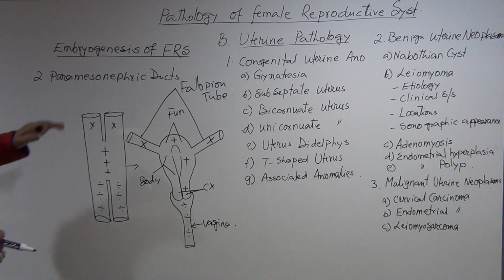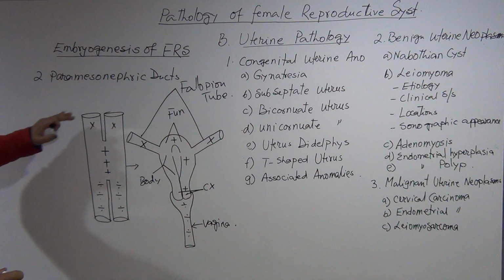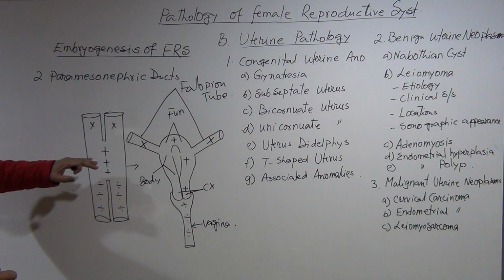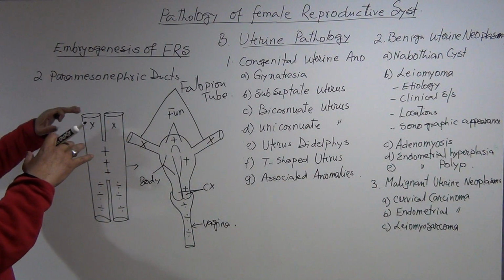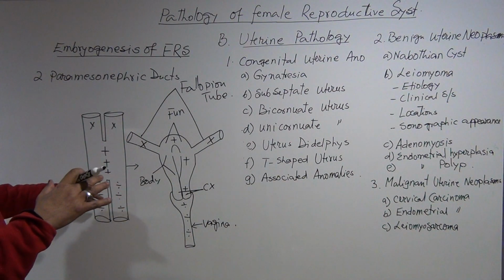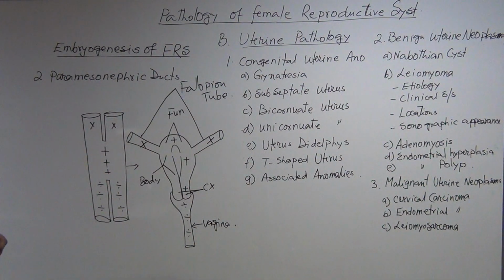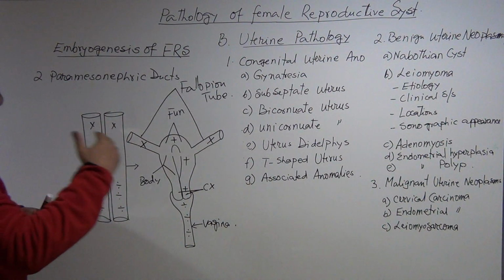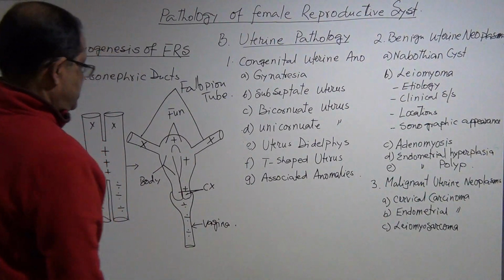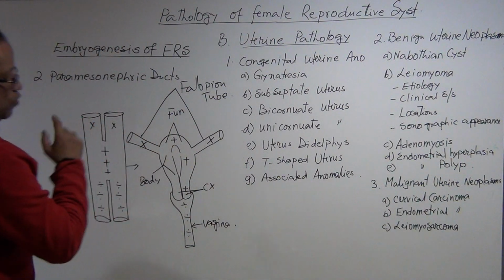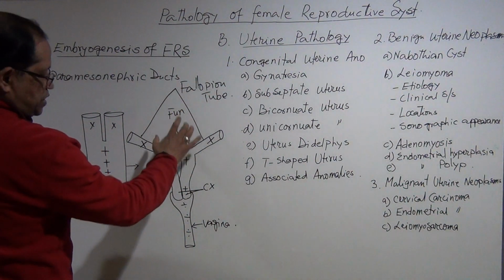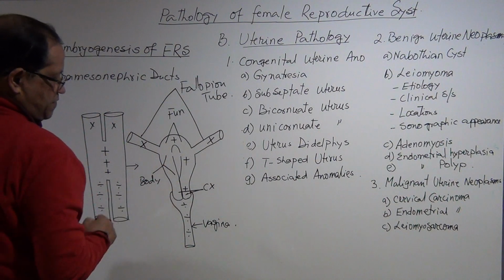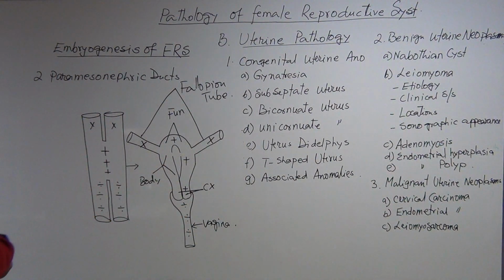Okay, so now this fusion and joining, dilatations and separation, all those mechanisms are a series of changes, and finally it forms these structures. Those are the fallopian tubes, the uterus that has fundus, body, cervix, and the vagina.